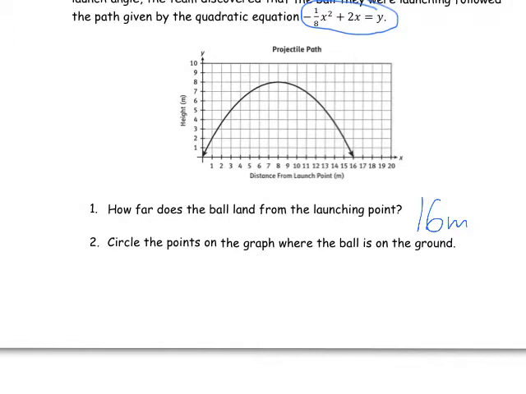Circle the points on the graph where the ball's on the ground. Well, we obviously know it landed at 16 meters. What's the other point that it's on the ground? It'd be 0, right? And that would be where it was launched.